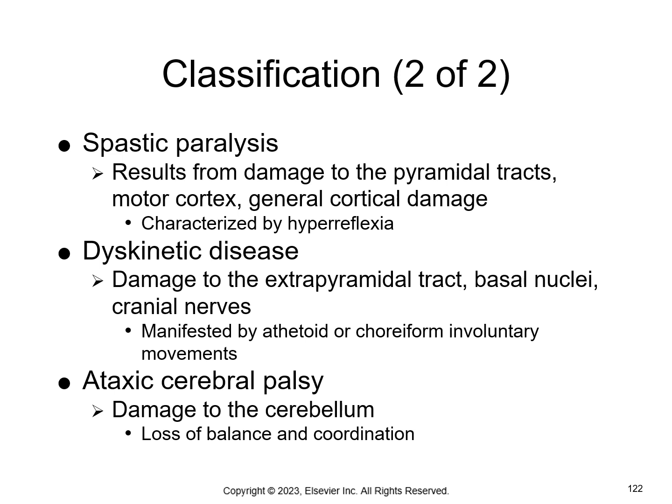That spastic paralysis, like I said, is a result from damage to the pyramidal tracts, motor cortex, and general cortical damage, characterized by hyperreflexia. Dyskinetic is damage to the extrapyramidal tract, basal nuclei, and cranial nerves, and you'll see the athetoid or choreiform involuntary movements. And ataxic is damage to the cerebellum, loss of balance and coordination is what you'll see.